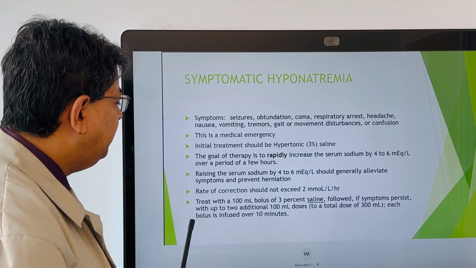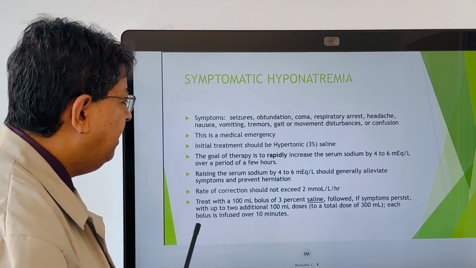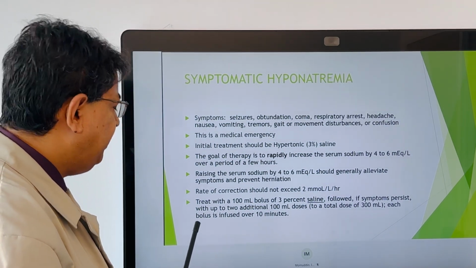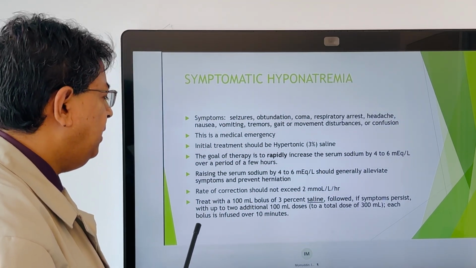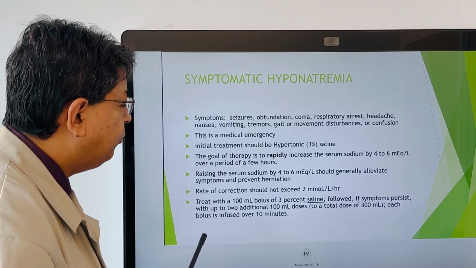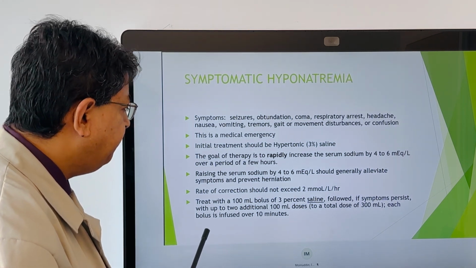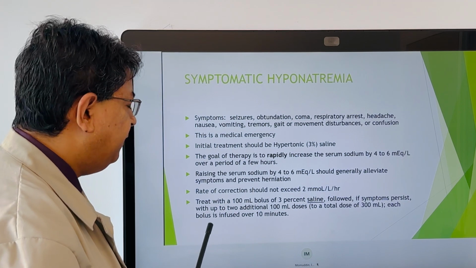Treatment is with a 100 milliliter bolus of 3% saline, followed, if symptoms persist, with up to 2 additional 100 milliliter doses to a total dose of 300 milliliters. Each bolus is infused over 10 minutes.